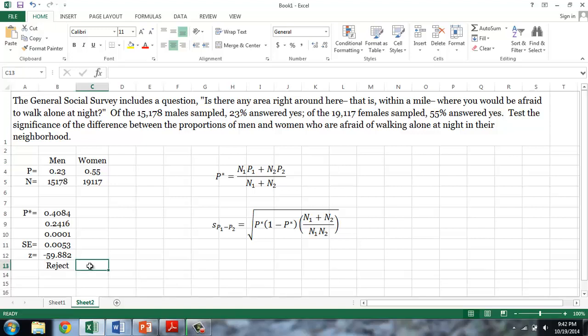The null hypothesis is that the proportion of men and women in the population who are afraid to walk alone at night in their neighborhood is the same. So by rejecting this, we are suggesting that the population proportion of men and women who are afraid of walking alone at night in their neighborhood differs. Specifically, women tend to be more afraid to walk alone at night than men.